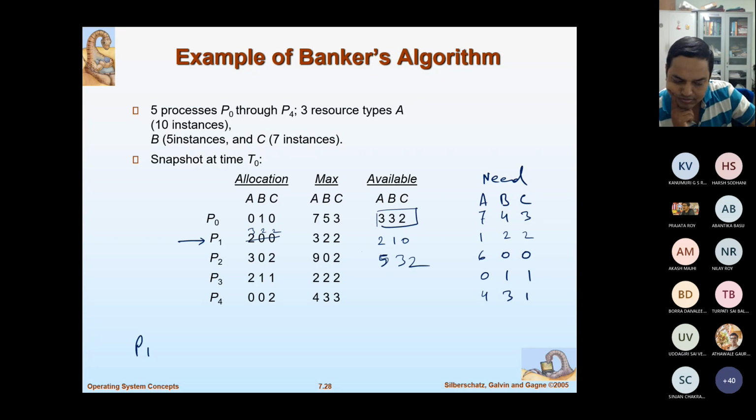Sir, how is P1 getting 322? Allocation 322, how did that come? Maximum requirement is 322, so 322 will be allocated. Maximum requirement is 322, so we decided that P1 will execute first. So we gave it everything that it needs. So now it has 322 in allocation.